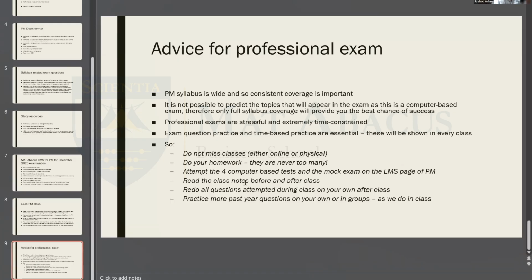Now, the lower level syllabus like PM, like MA, then you go and do UK tax, you go and do the accounting papers, the audit papers.